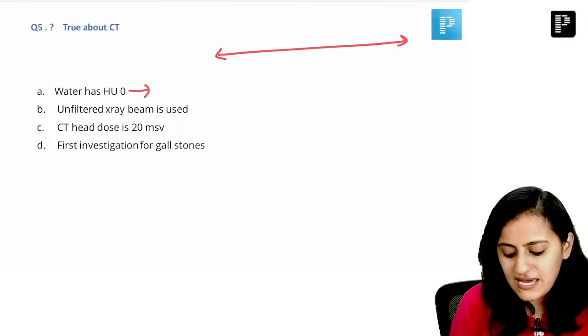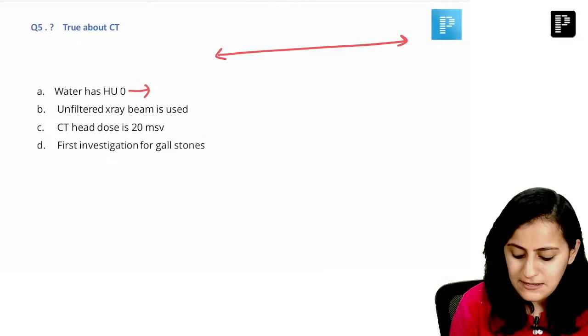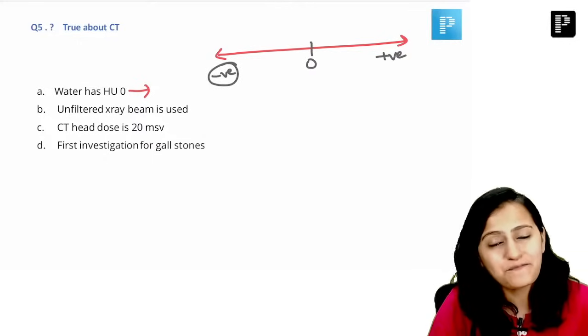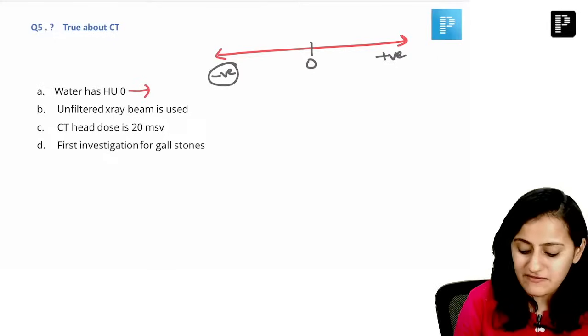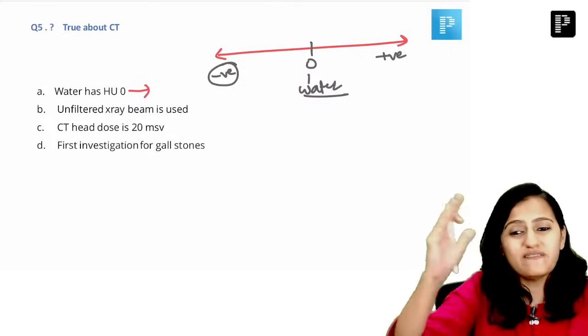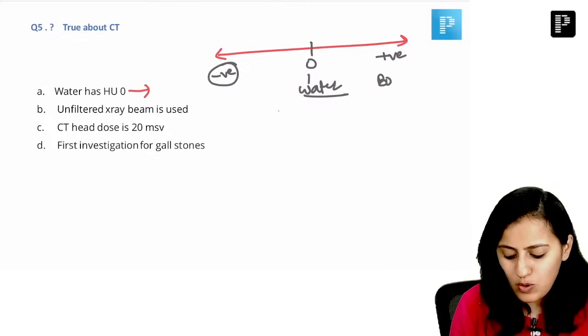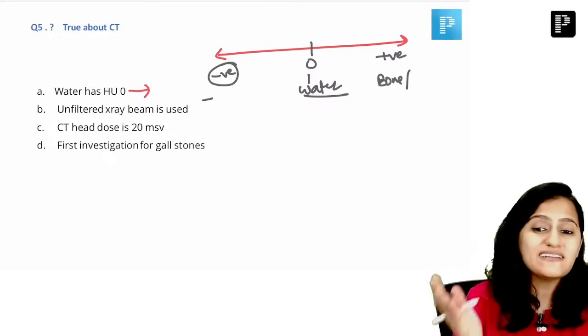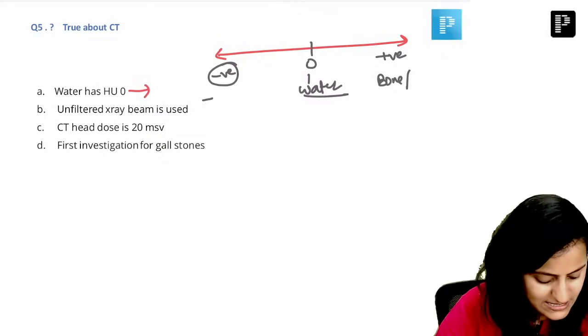The HU scale, remember, is a number scale which has the 0, the positive end and the negative end. And we have discussed that what is given the HU value of 0 in CT is water. Whatever is more dense than water, that is bone, metal, soft tissues, will have a positive HU value. Whatever is less dense than water will have a negative HU value.